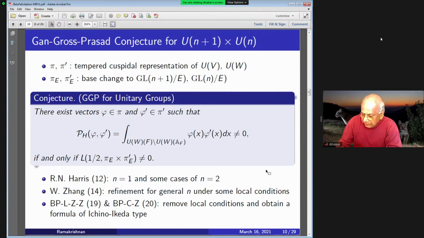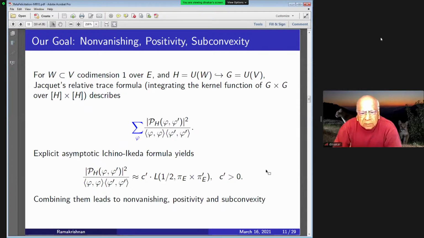So, okay. Maybe I'll just say the goal. As I said before, in the case U(W) inside U(V), let's say V is dimension 3 and W is dimension 2. That's the case we're going to study. Then this period that I just defined, the square of the period divided by the Petersson norm of phi and phi prime. Phi is a cusp form on U(V), U3 if you like, phi prime is a cusp form on U2. So the Petersson norms come in the denominator, and then you take the square of the period, and then you can sum. What we're going to do is the sum.